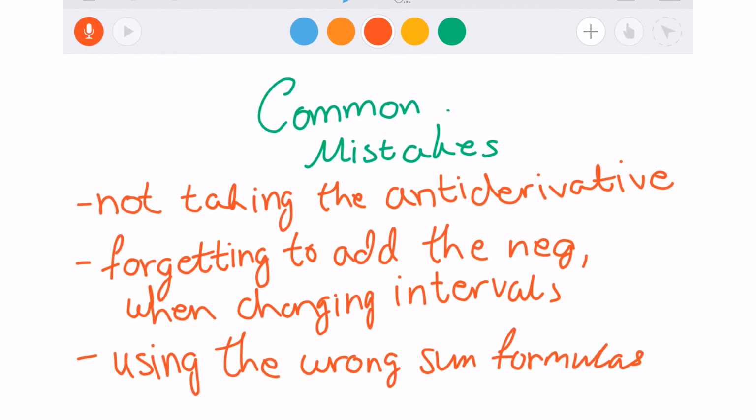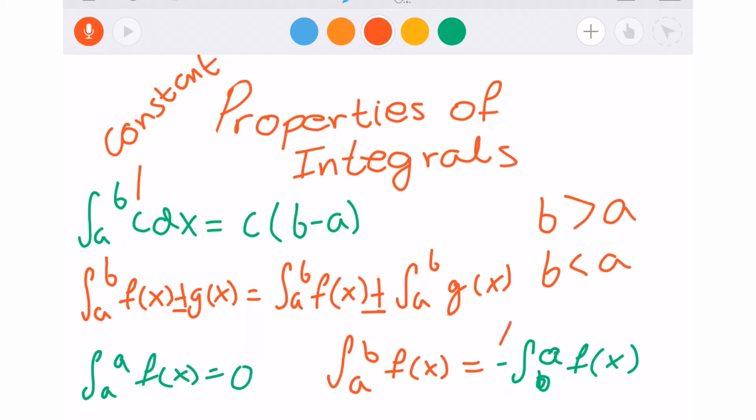All right. So the next one is forgetting to add the negative sign when changing intervals. As already stated, you have to add this negative sign when you're changing the order of the interval. So regardless of whether it's going from higher to lower or lower to higher, when you're changing the order, you always have to have a negative sign.